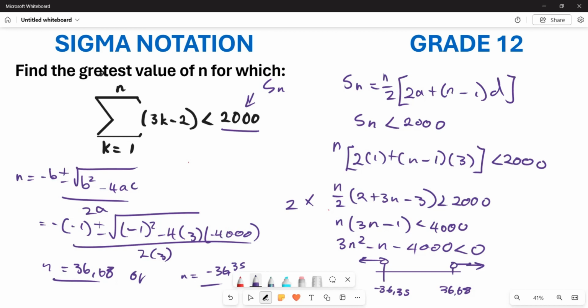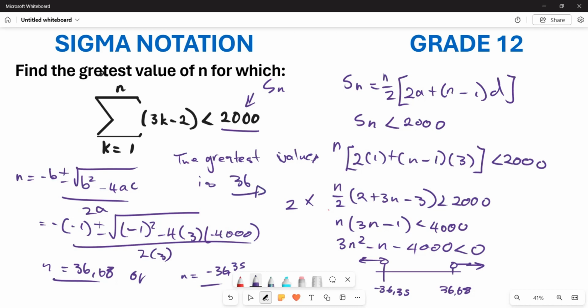So basically, which means now, because your n must be positive, your n is going to have the greatest value of n. So we are saying now the greatest value of n is going to be 36.